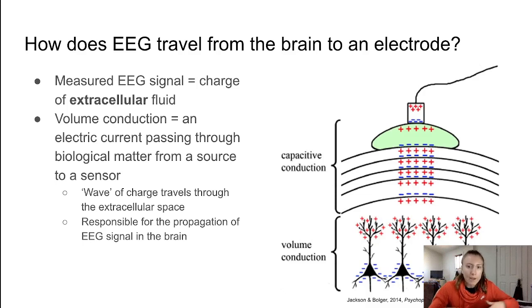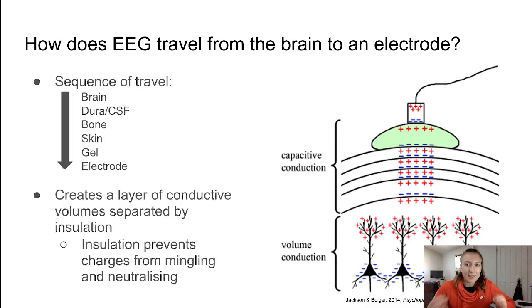So this wave of charge travels through the brain, but then it gets stopped because we have a scalp, we have dura, we have CSF. Now CSF actually conducts electricity quite well because there's ions in there, but then we have skin, we have gel, and then we have the electrode. So after the volume conduction has occurred, we stop engaging in volume conduction because it's been stopped, and it's now capacitive. What this means is that insulation essentially prevents those charges from mingling and neutralizing.